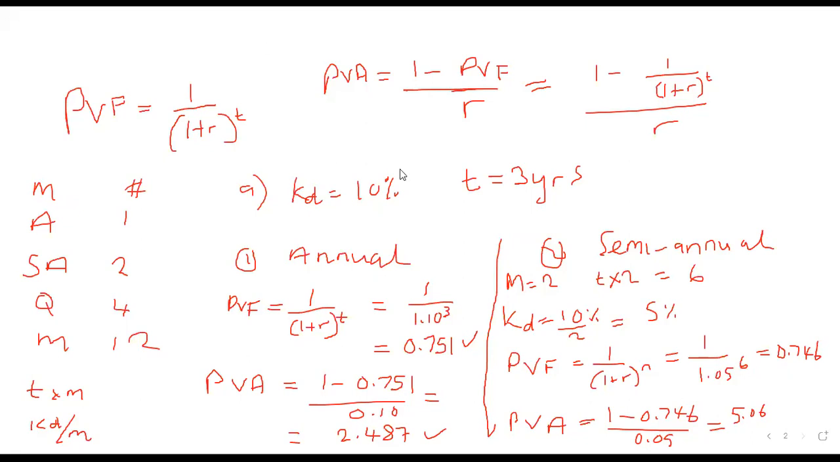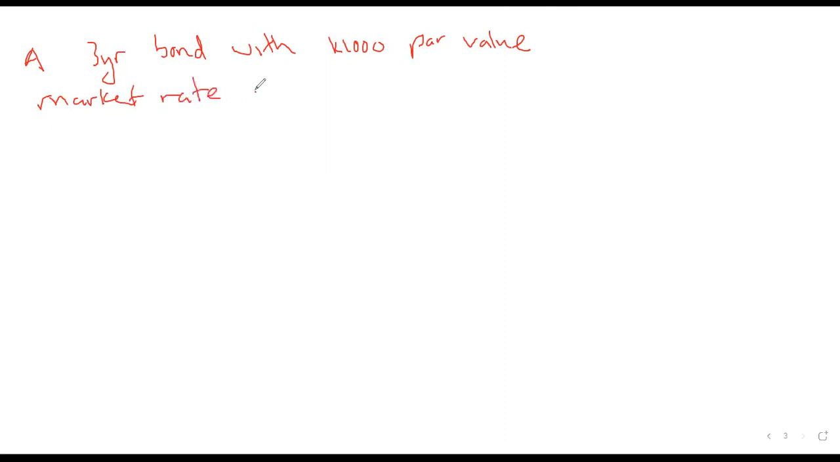Okay. Now let's go to a question on bonds that have been mentioned. Suppose a 3-year bond has a par value of 1,000 and has a required or market rate of 10% and a coupon rate of 15%.